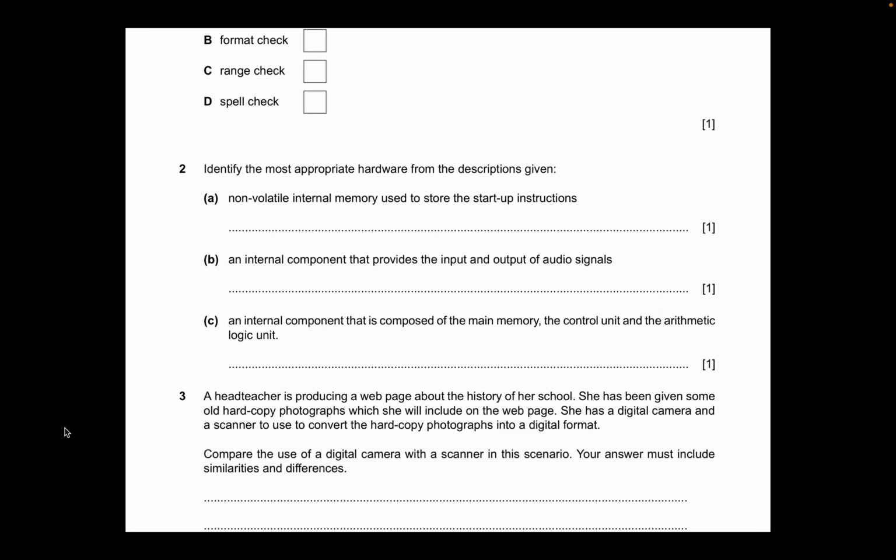Okay, next one. Identify the most appropriate hardware from the descriptions given. Non-volatile internal memory used to store the startup instructions. So non-volatile. Non-volatile is something that cannot be lost, whereas volatile can be lost. So in this case, since it's a non-volatile internal memory, we're going to be using a ROM here. And ROM stands for read-only memory. So we're just going to write that full thing there.